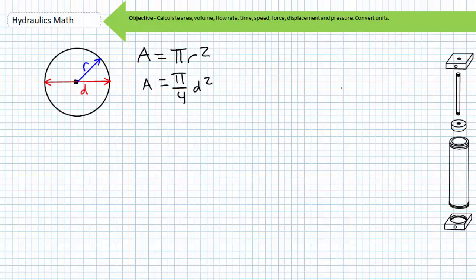Circular areas are calculated using the transcendental number pi. Pi is a constant, yet irrational number, being 3.1415, blah blah blah. Two common formulas exist to calculate the surface area of a circle: area equals pi r squared, and area equals pi over 4 d squared. I am emphatically recommending you use this one and not the other.